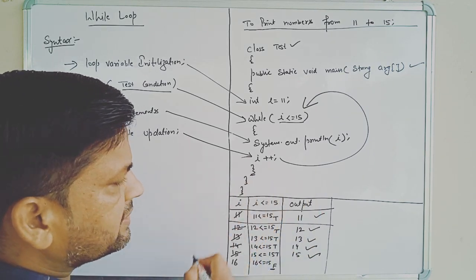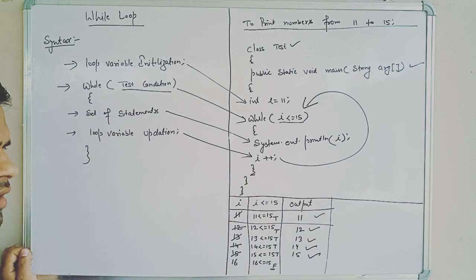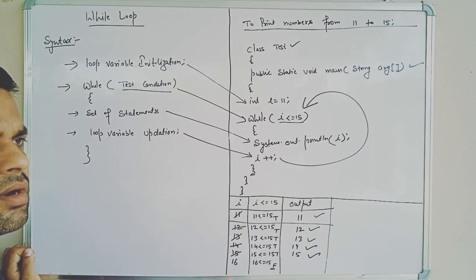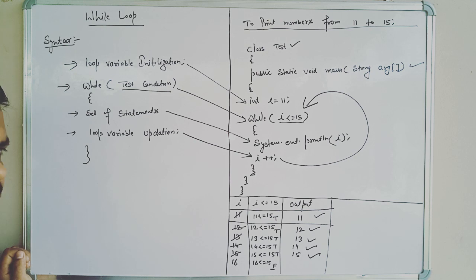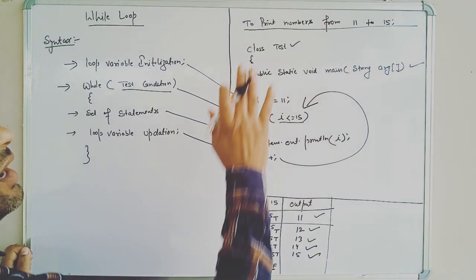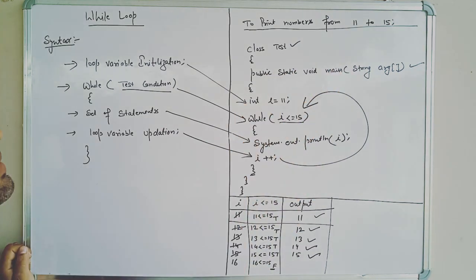This bracket represents the ending of the loop. After this loop we have not written anything, so it means my program execution will stop. So this is a normal sample program to print the numbers from 11 to 15. I hope you will understand this.